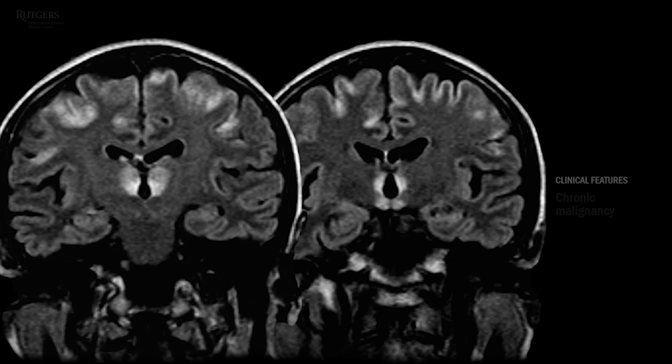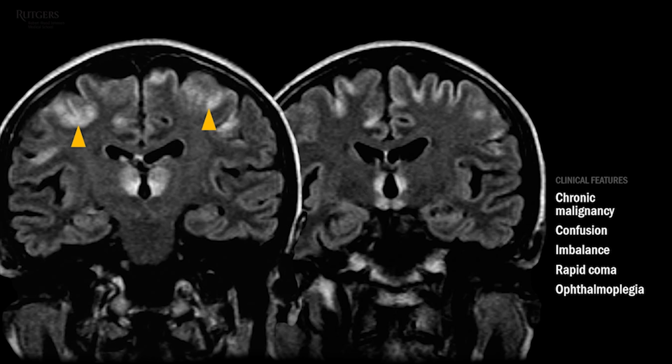This patient has chronic malignancy, who then developed confusion and balance issues and presented with a rapidly progressive coma with a characteristic finding of ophthalmoplegia. That means the eyes don't move. You're all experts in neuroimaging now. So what's abnormal on these coronal flare images? Well, did you see the hyperintensities in the frontal cortex, the medial thalami, and the mammillary bodies? What's the diagnosis?